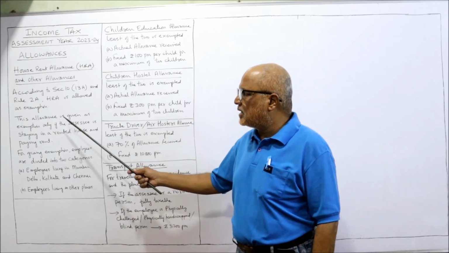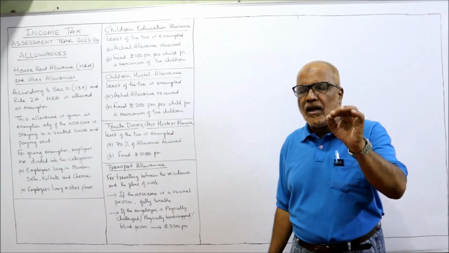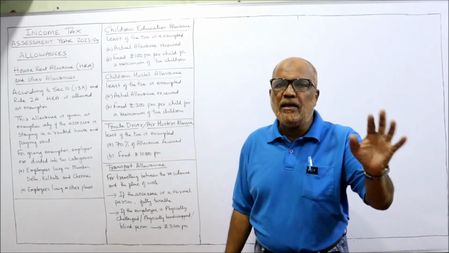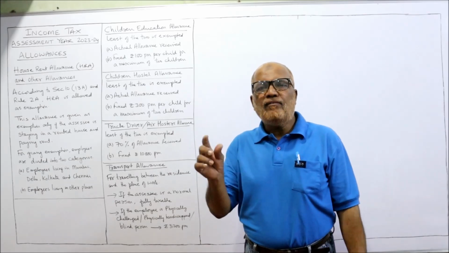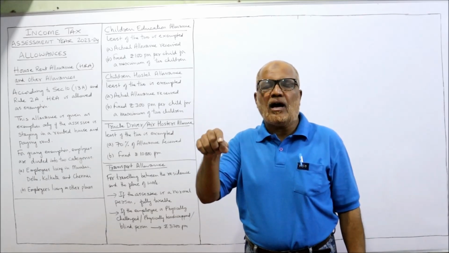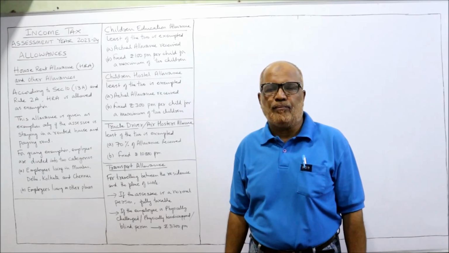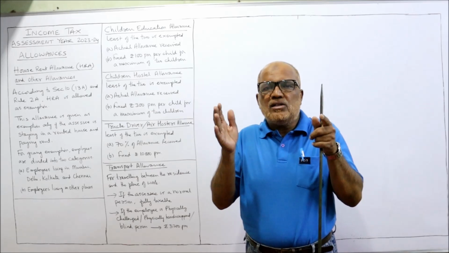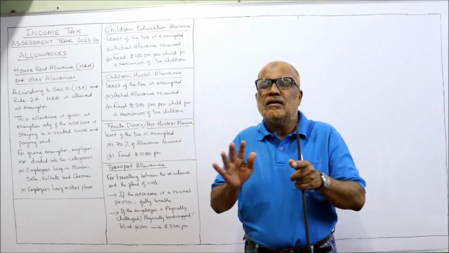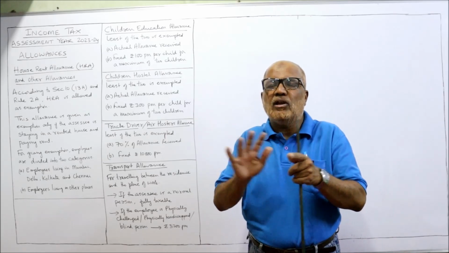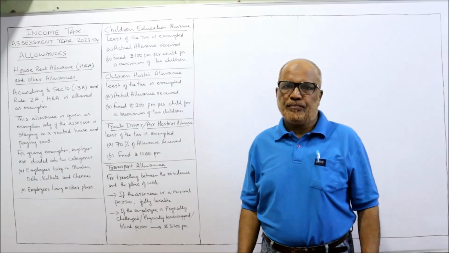So how much is exempted? This allowance is given as exemption if the assessee is staying in a rented house and paying the rent. A specific condition has been given: if an assessee is living in a rented house and paying the rent, then only will HRA exemption be given. If the assessee is living in his own house for which no rent is paid, in that case HRA exemption will not be allowed. The actual HRA received is fully taxable.